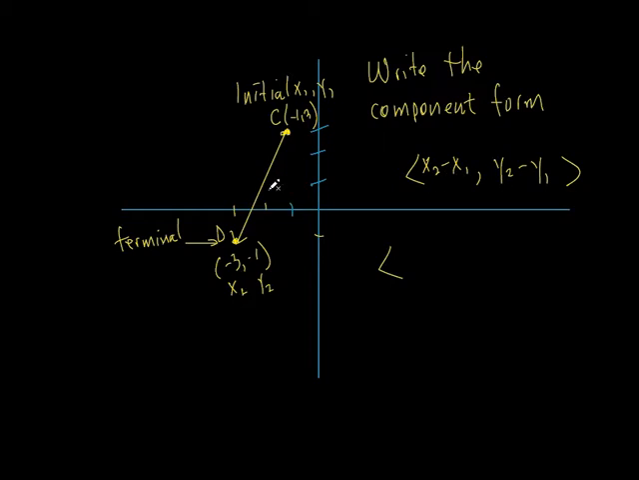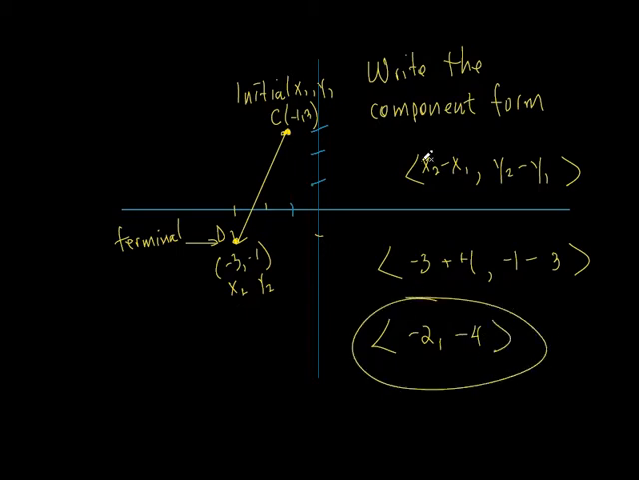So if I go x2 minus x1, what is it? It's negative 3 minus what? Negative 1, right? Okay, and then let's do the same thing with the y's. What's that? It's negative 1 minus just positive 3. And then just finish it up and we're done. That's what? Negative 2, and that's negative 4, and there it is. Okay, that's writing it in component form.